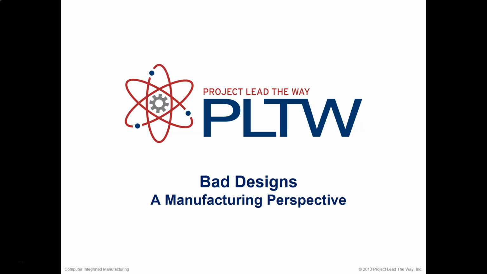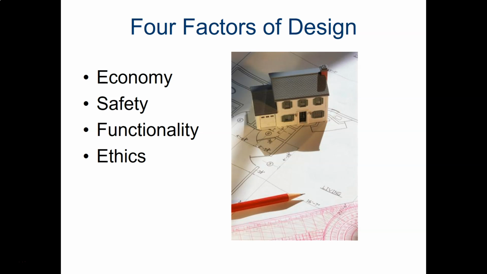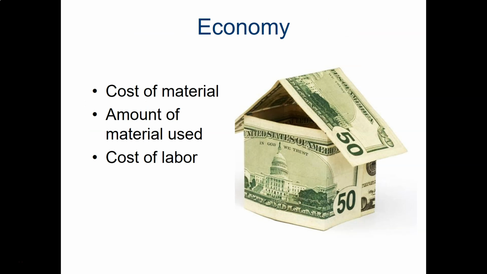Let's talk about bad designs from a manufacturing perspective. The following slides will discuss how these design factors play a part in design: economy, safety, functionality, and ethics. When a product uses a part multiple times, it is cheaper if the parts are all the same size. For example, when constructing furniture, using the same size screw for all connections is cheaper than using varying sizes.